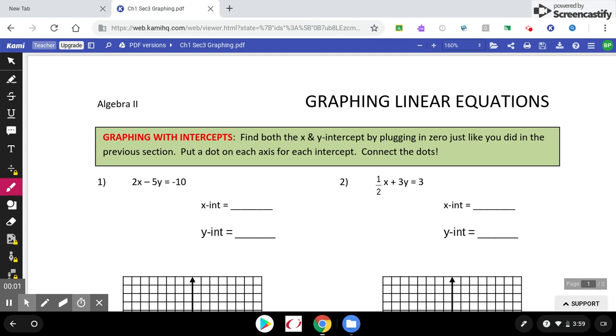Hey guys, this is chapter 1, section 3 notes. It doesn't say up here at the top, but it is chapter 1, section 3.